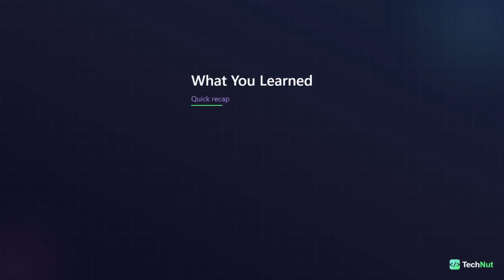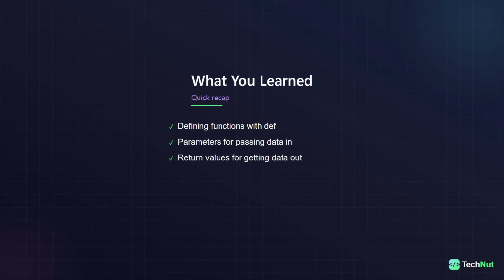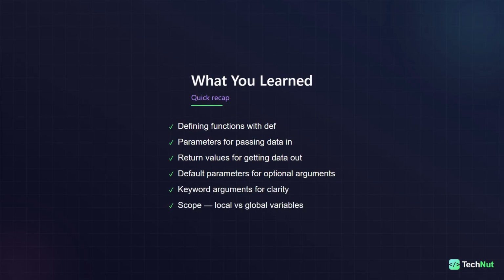That's functions in Python. You now know how to define functions with def and call them by name. You know parameters for passing data in and return for getting data out. You know default parameters make arguments optional and keyword arguments make calls clearer. You understand scope. Local variables stay local. Global variables are accessible everywhere. Functions are how you organize code. Small, focused, reusable. Every serious Python program is built from functions.